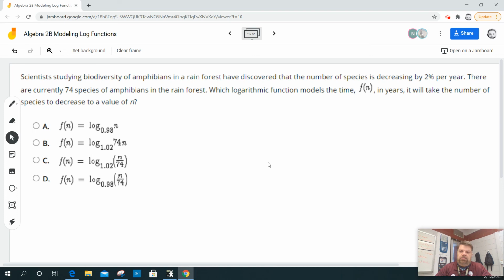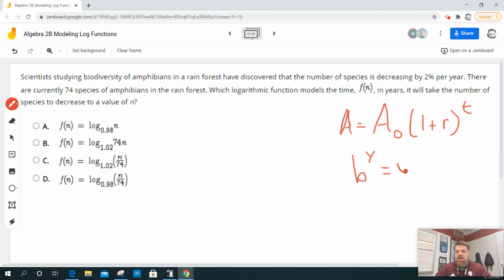I don't know if I should justify. Remember that when we have a total amount, like exponential growth, it would be 1 plus r raised to the t. Remember that that has a relationship: b to the y equals x is the same as the log base b of x equals y.